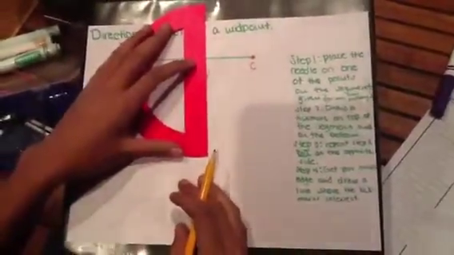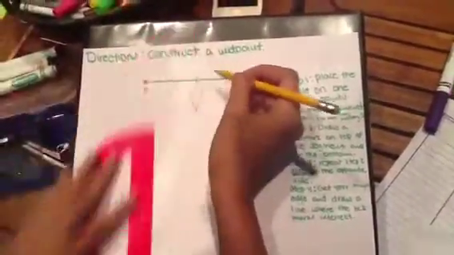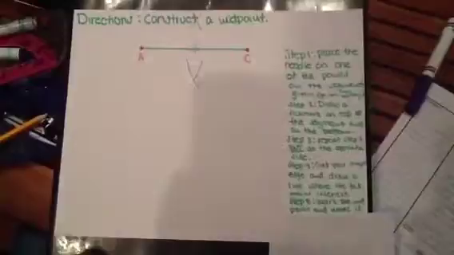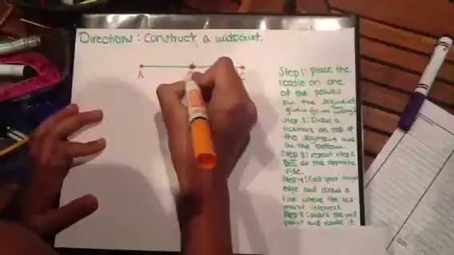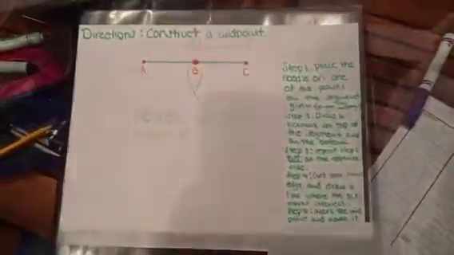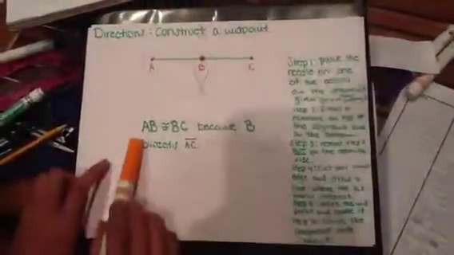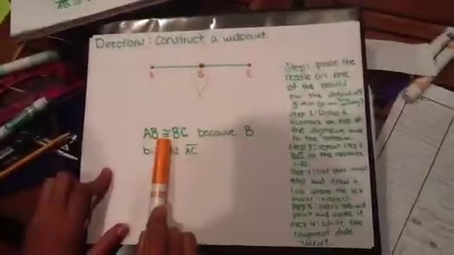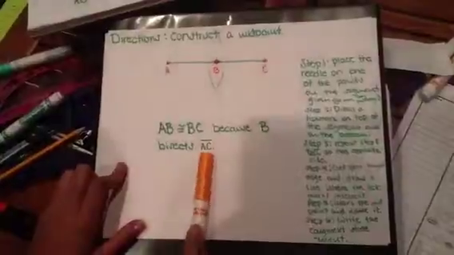Okay, now you get your straight edge and you draw a line where the tick marks intersect. Okay, now you mark the midpoint and you name it. Finally, we're going to write the congruent statement, which is the length of segment AB is congruent to the length of segment BC because point B bisects segment AC. And we also have to put the tick marks to show that they're congruent.